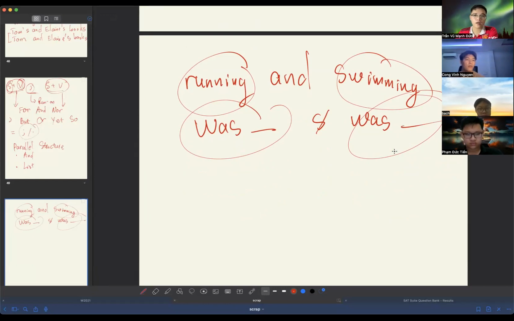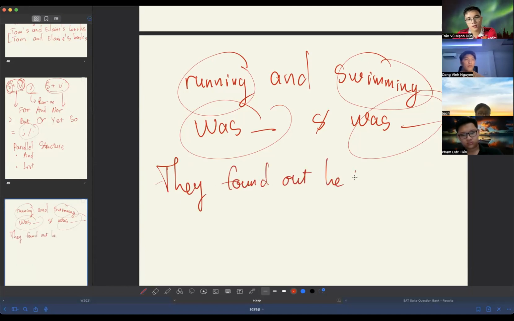Or they found out that he was committing the crime and was trying to get away. You can see that was committing the crime and was trying to get away is the parallelism. Or if I say they found out he was committing a crime and sent him to jail. In this case, I'm going to give an example like this: they found out he was committing a crime.